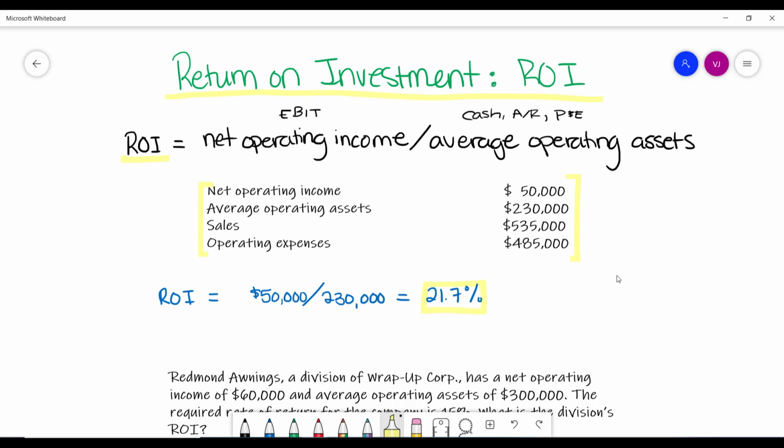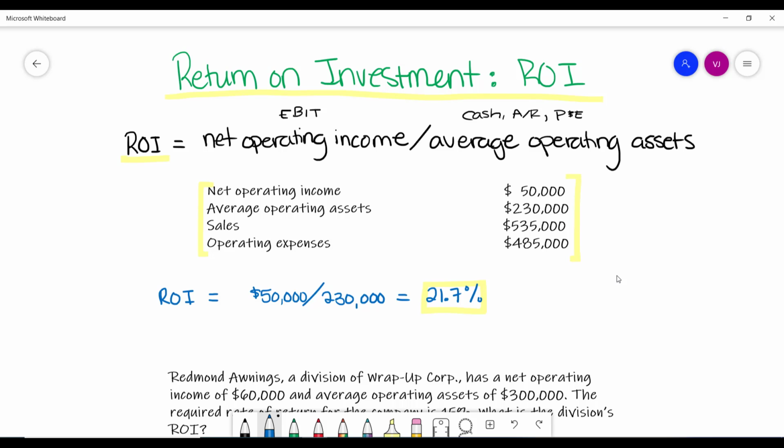So our ROI here is 21.7%. Essentially, this looks at how effectively these operating assets are being used to actually generate income. The higher the ROI, the better, so the better we're using those operating assets to generate income. So here we have 21.7% as this division or company's ROI.